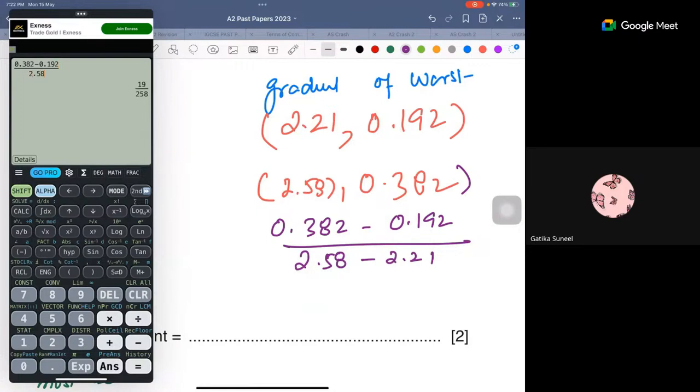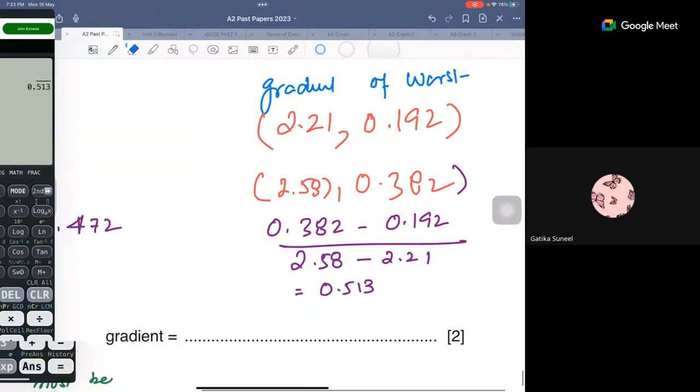If you're bad like me at calculating things, because I have a very bad habit of getting calculations wrong in front of my students, you should recheck. Okay, sorry. So you got this, okay?